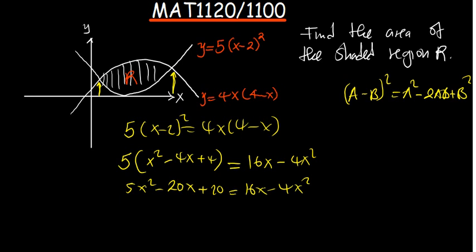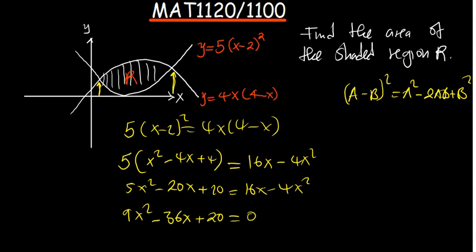I'll take all the terms to one side. So this 4x squared goes this side to add with the 5x squared, so that will be 5x squared plus 4x squared, giving us 9x squared. This is positive 16x. It goes the other side, becomes negative 16x, and it joins the negative 20x, so negative 20x minus 16x to be negative 36x. And then plus a 20, and that will be equal to 0.